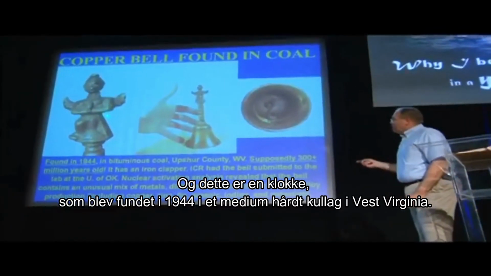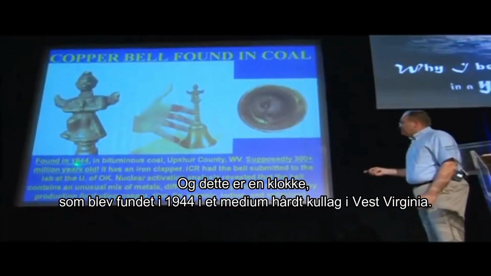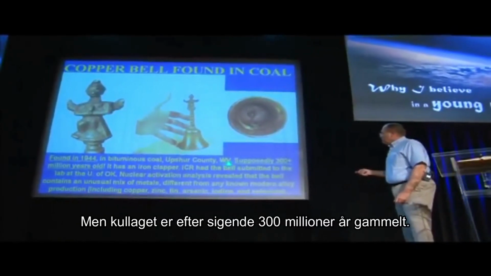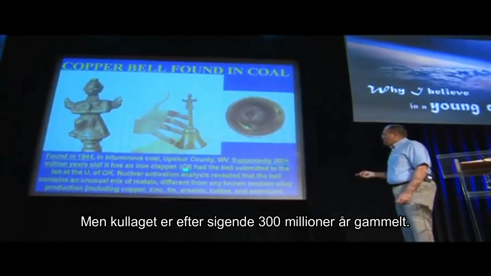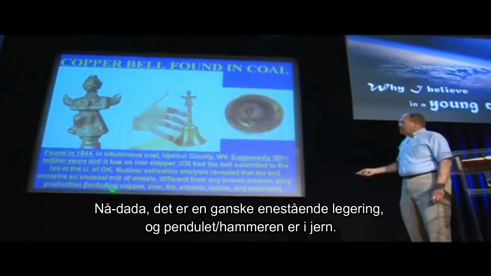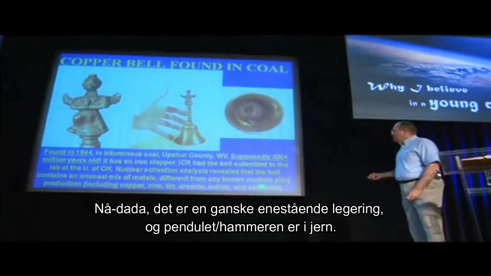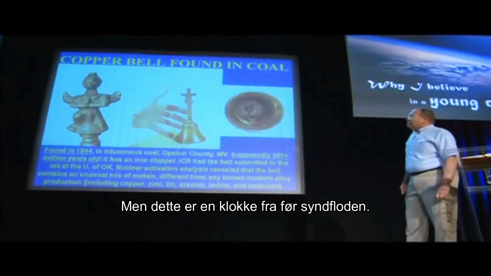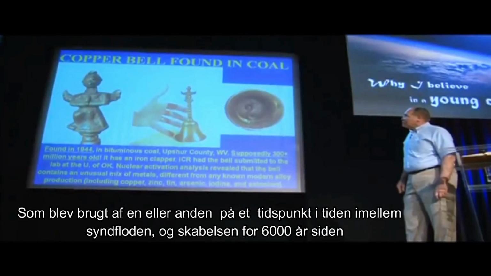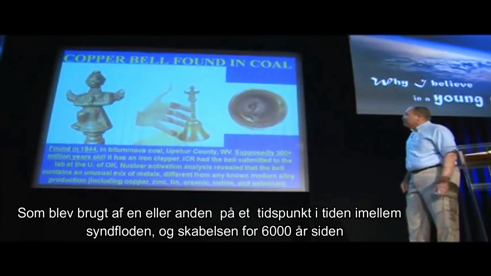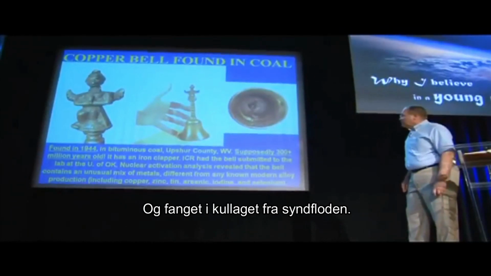And this is a bell found in 1944 in medium grade coal in our state of West Virginia, but the coal is supposedly 300 million years old. Oh, it's a very unique alloy and has an iron clapper on it and so forth, but this is a pre-flood bell used between creation 6,000 years ago and the flood of Noah by somebody, and trapped in the coal from the flood.